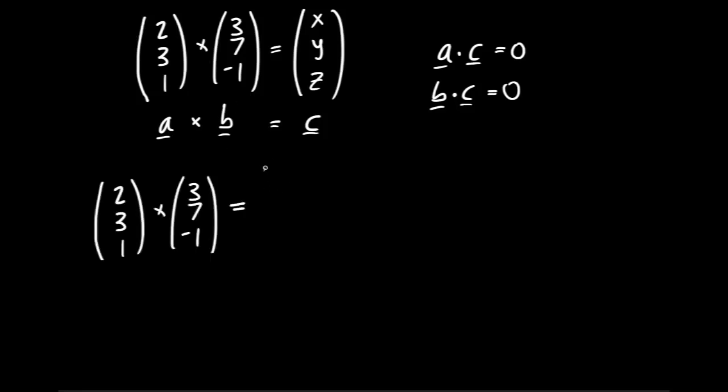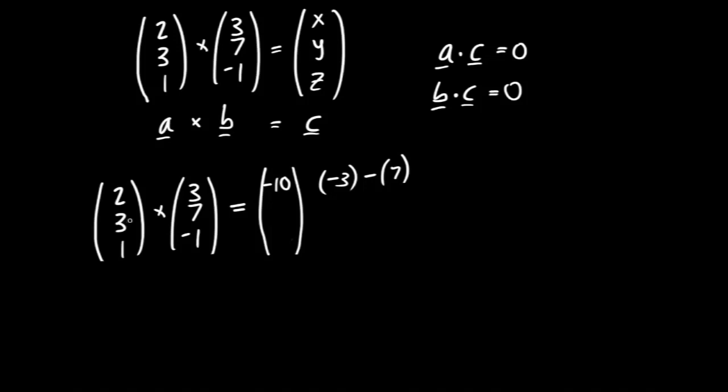So I've copied it down here. We're going to want to work down our various components. Let's do the first component of c. We ignore the first components of a and b, and we do the falling diagonal. So that's going to be 3 times minus 1, and we subtract the rising diagonal, 1 times 7. Normally, I wouldn't bother to write all this out, but let's go ahead and do it here. So it's minus 3 minus 7, and so that's going to be minus 10 as our first component.